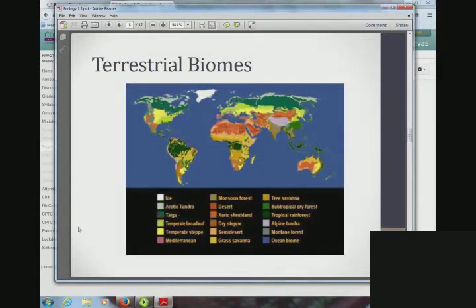So we have several different terrestrial biomes. Some of them are going to be subsets of other larger biomes, but as you can see with all the different colors represented on here, we have quite a variety of biomes present on Earth.